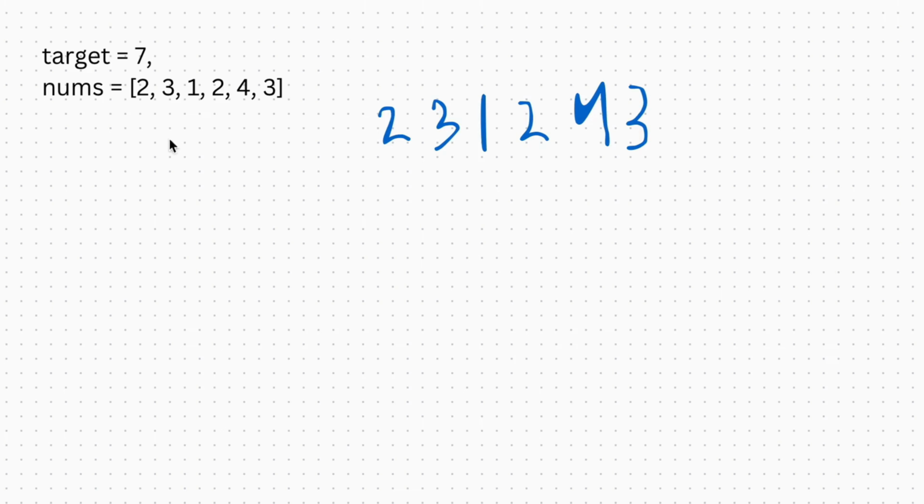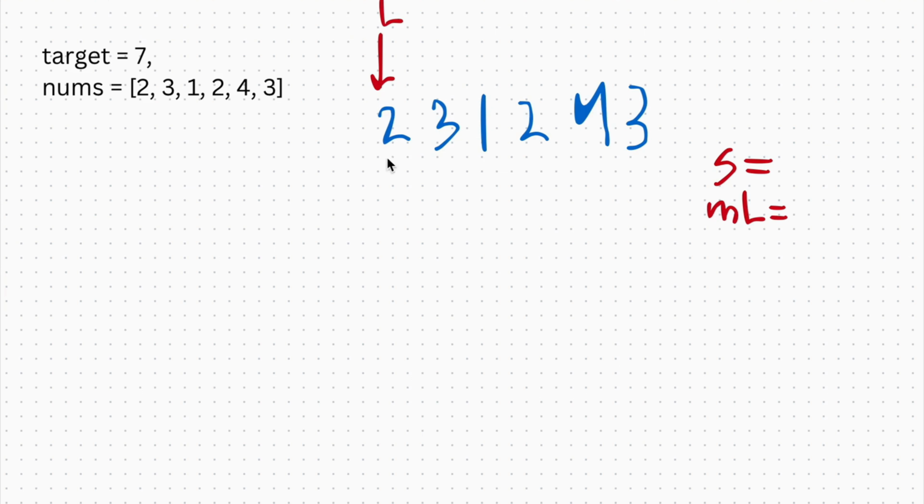Okay guys, let's take this example. We have a target of 7 and we have this nums array. The sliding window is about this: let's create a pointer to the first element of the window, and name it left. And we have a sum variable and we have a minimum length, let's call it ML.